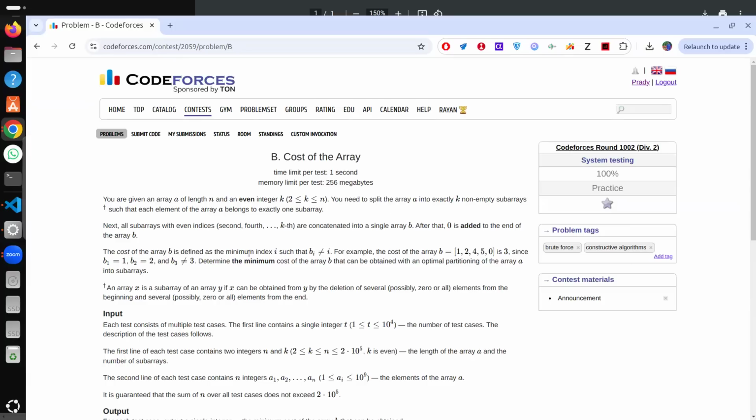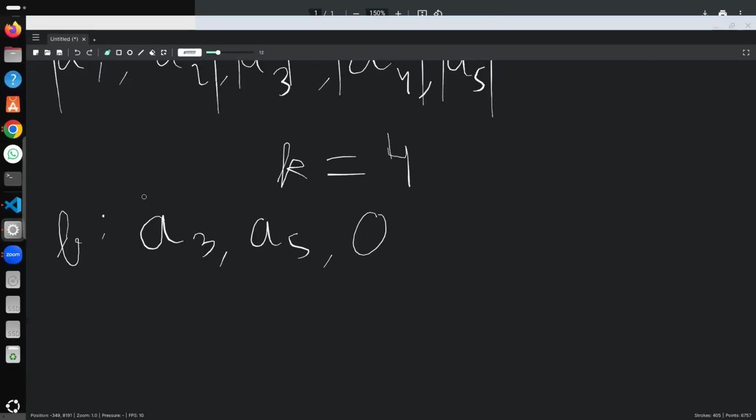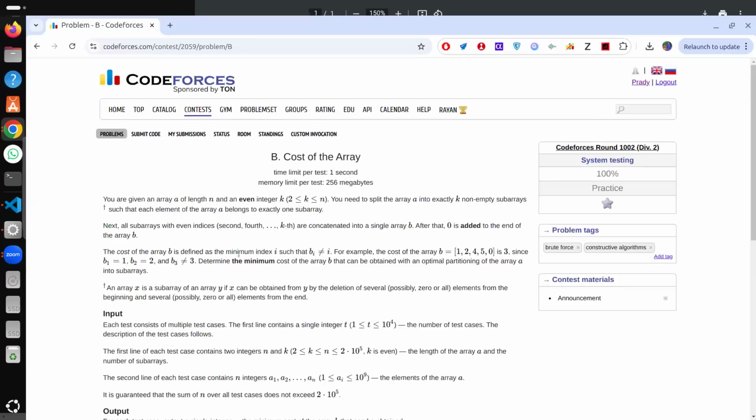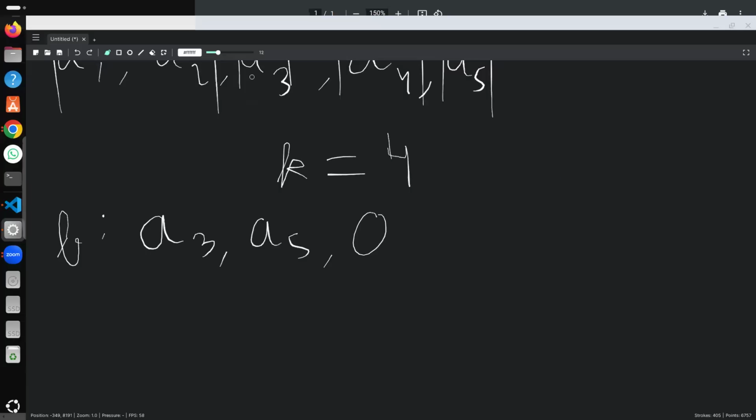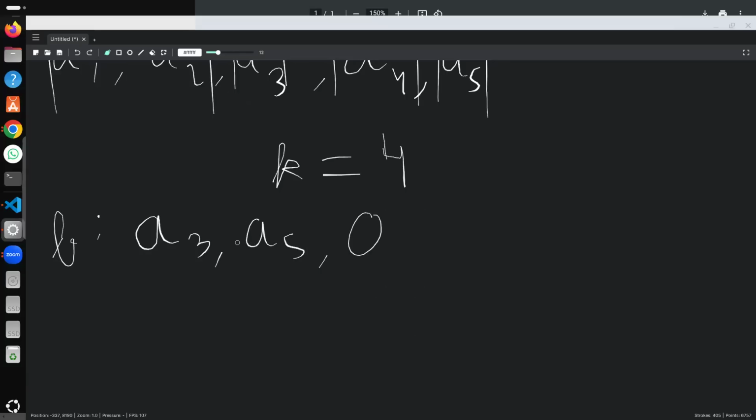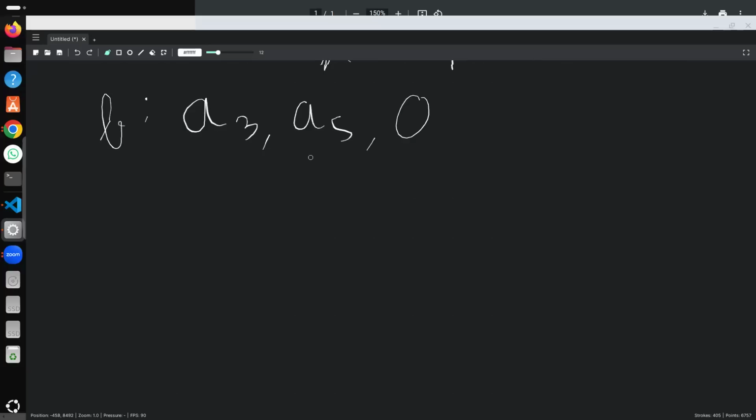Okay. Determine the minimum cost of the array B that can be obtained with an optimal partitioning of the array A into subarrays. So out of all the partitions that we can do in array A, we want to find the minimum cost of the array B. And cost is defined as the first index such that Bi is not equal to I. Okay. So the problem should be clear: we make an array B, and we need to find the minimum cost out of all the possible arrangements.